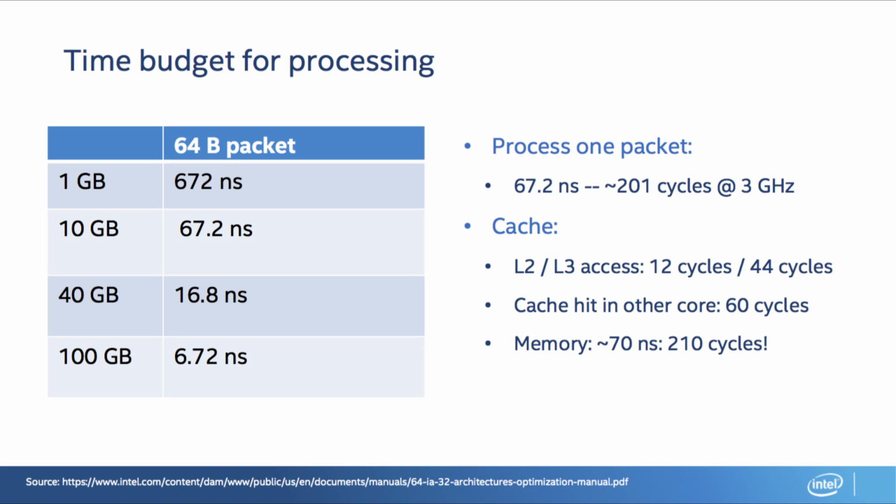Now, if you compare this to the time it takes to access the L2 and L3 caches, it's around 12 to 44 cycles. So if the packet is found in the cache, we're good. We can complete the operation within 60 cycles. But if it's a cache miss, then the time it takes to access memory is around 70 nanoseconds, which is around 210 cycles. So this has already gone over the limit that we have allotted for processing a packet.